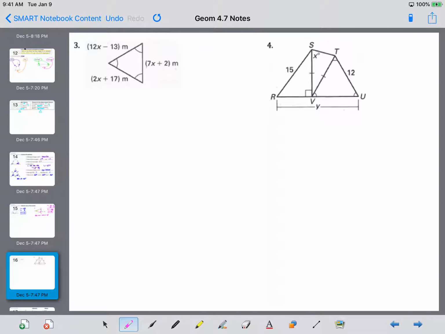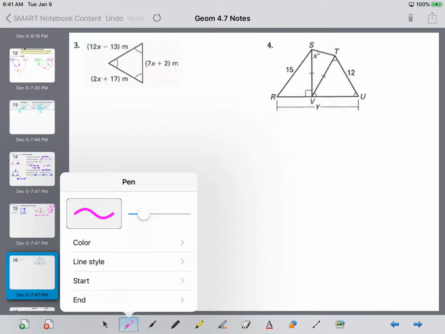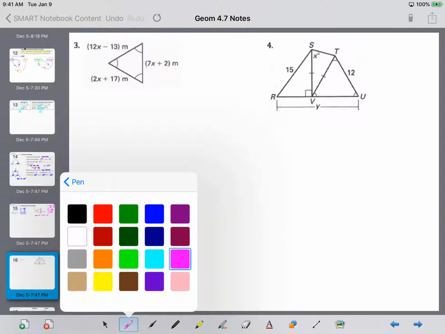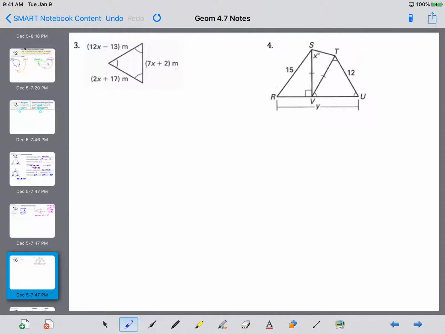Okay, so let's look at number 3. In this one, they give us an expression with x in all three sides. So if this is equiangular, we know all three sides are the same. So really, guys, just pick 2 that you want to set equal to each other. I'll use 7x plus 2 and 2x plus 17, but you could have used the other one. I'm just going to go with these.